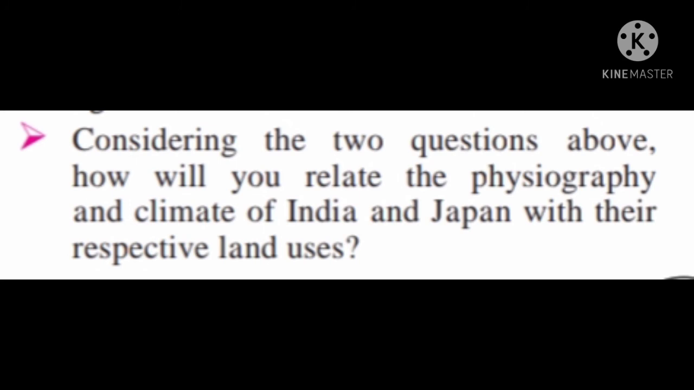So the answer will be, in India, a major portion of the total available land use is for agriculture. This shows that India's physiography mainly comprises plains with fertile soil, and the Indian climate is suitable for agriculture. While in Japan, the major part is forest land. This shows that Japan is a mountainous region. The climate is suitable for preserving the forest area.